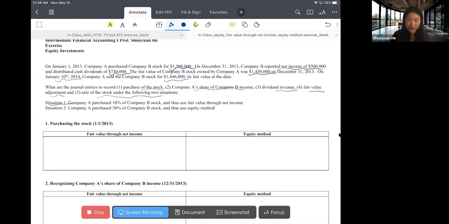The first situation is company A purchased 10% of company B stock. And the second situation is company A purchased 30% of company B stock. If company A purchased 10% of company B stock, we need to use the fair value through net income method. And if company A purchased 30% of company B stock, we need to use the equity method. So let's first look at the fair value through net income method. Please take 10 minutes, try to work on it on your own, and you can pause the video for now.